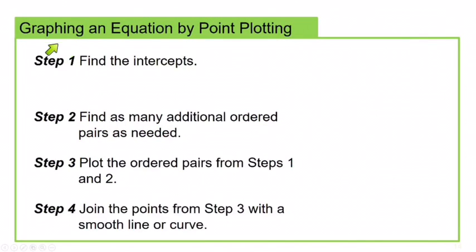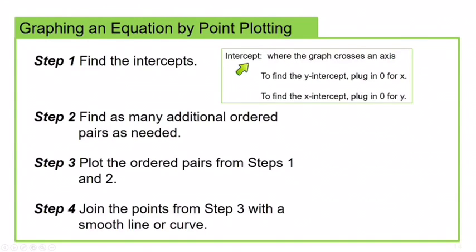Here are some guidelines for graphing an equation by point plotting. This is not always the easiest way to graph an equation, but anytime you don't know the easy way, this way will always work if you need to somehow figure out what the graph looks like. Step 1 is to find the intercepts. We haven't officially talked about intercepts yet, so what are intercepts? An intercept is where a graph crosses an axis. To find the y-intercept, you'll always plug in 0 for x, and to find the x-intercept, you'll always plug in 0 for y. Whichever intercept you want to find, plug in 0 for the other variable and solve.